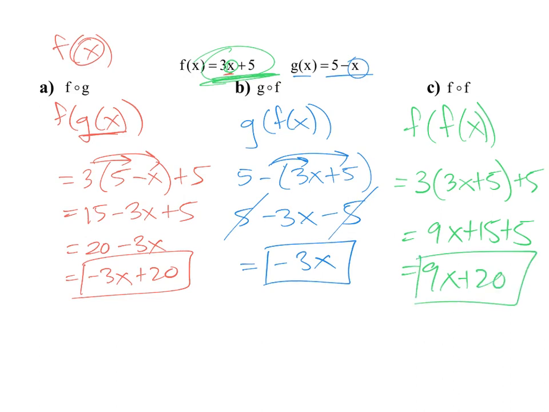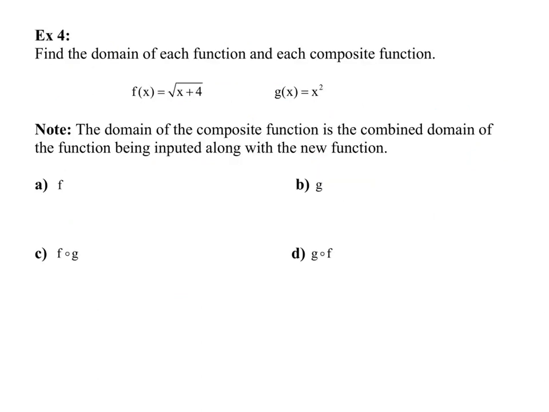Moving on to the last example. Okay, what do we have here? Find the domain of each function and each composite function. First thing I'm going to do is find the domain of each function. So what's the domain of f? Here's my f of x, square root of x plus 4. I can only take the square root of a number that is not negative. So x plus 4 has to be greater than or equal to 0. So now I'm going to solve for x, and these x values represent my domain.